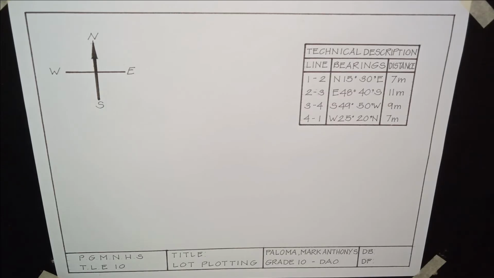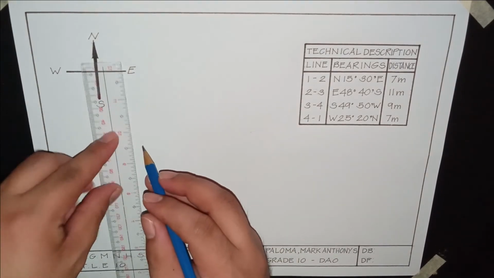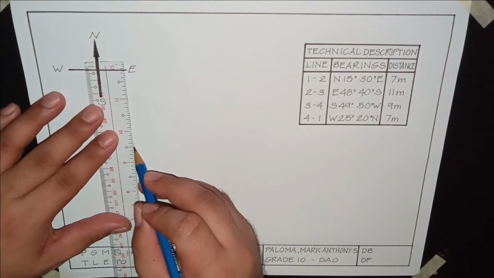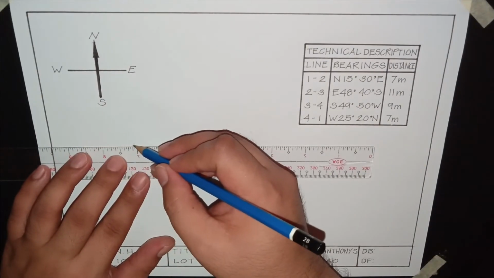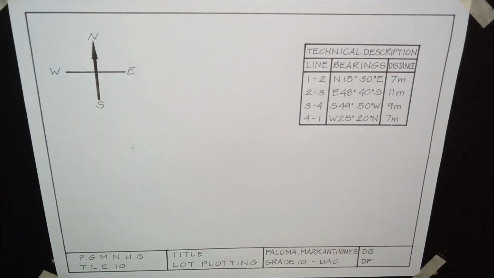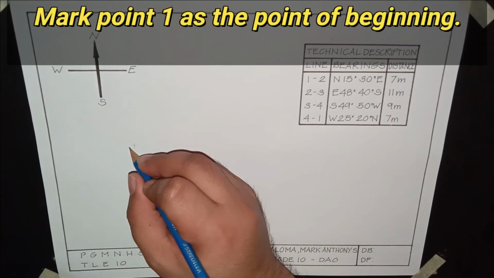Let's get started. Let us begin with our point of beginning or point 1. We're going to draw a point, but again, this is not a dot, but made of tiny intersecting lines as what we have discussed earlier. So I'm going to locate my first point. Here, I'm going to draw a tiny vertical and tiny horizontal line. That will serve as my first point, the intersection. So I'm going to mark it 1.